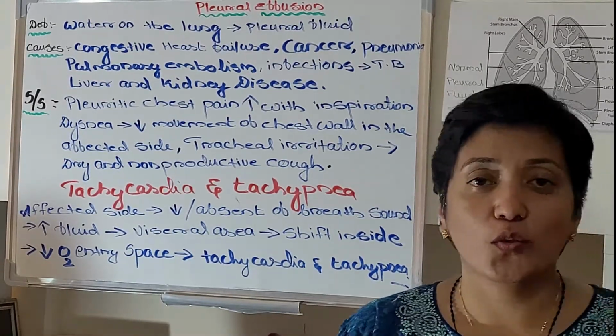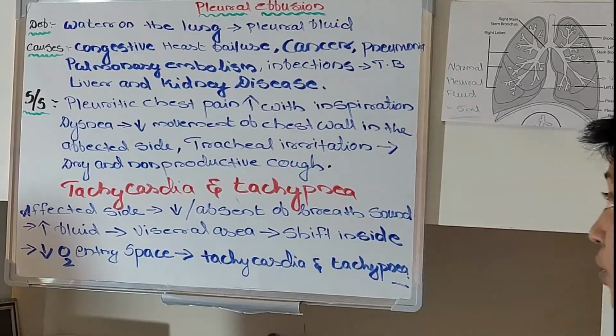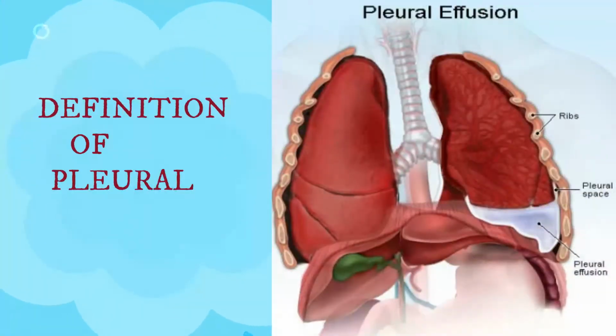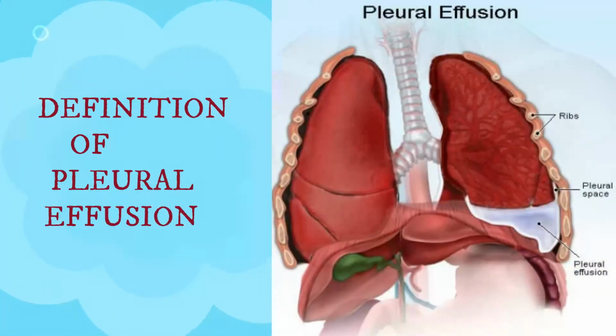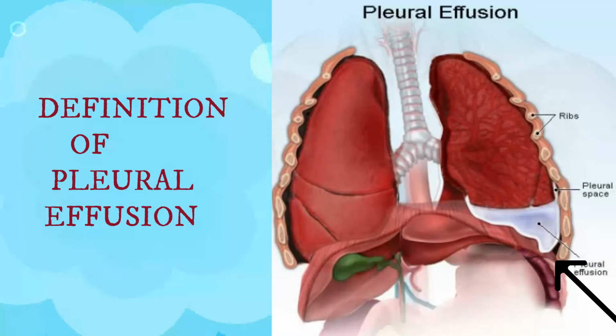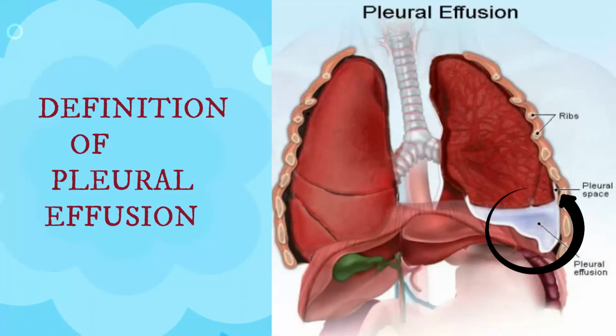Today we are going to discuss a topic called pleural effusion. The definition of pleural effusion is water on the lung. It's not water in the lung, because it's not inside the lung, it is around the lung. That is what is called pleural fluid.